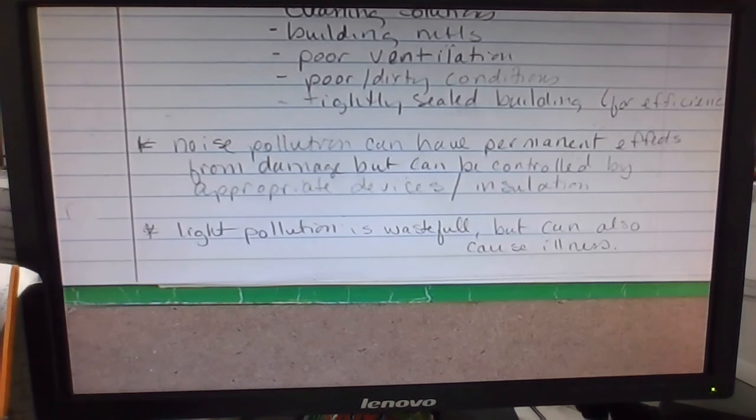Light pollution is wasteful, and it can also cause illness. People can have something like seasonal affective disorder if they don't have daytime, nighttime lighting conditions. I know folks that can't sleep at night if they've got a light on, and I know folks that can't sleep at night if they don't have a light.